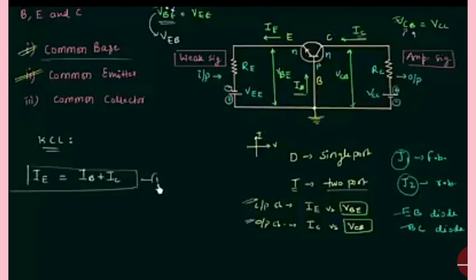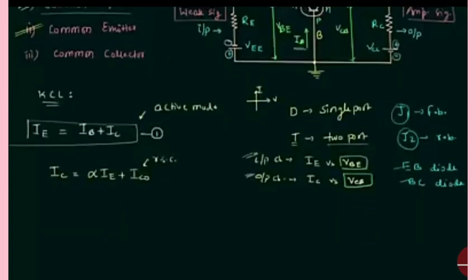So this is the first equation that we have in the lecture, and it is very important. There is one more thing that you must keep in your mind: this equation is true for active mode of operation only. The next thing is the collector current. Collector current IC is equal to alpha times IE plus ICO. This is the reverse saturation current.